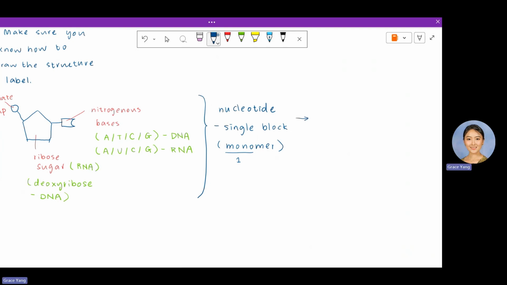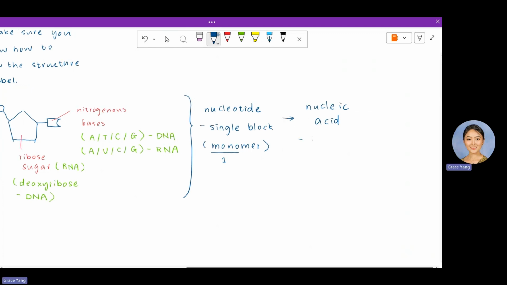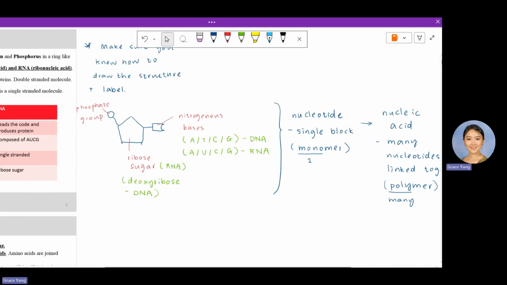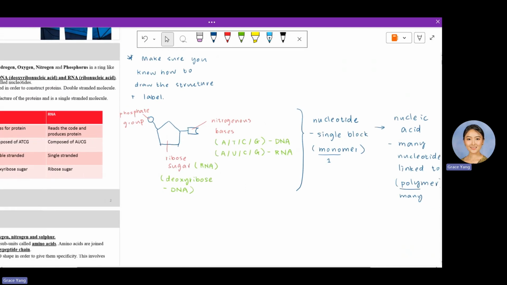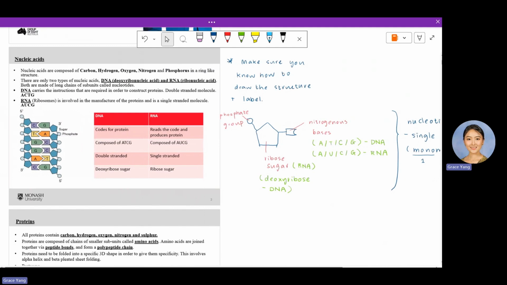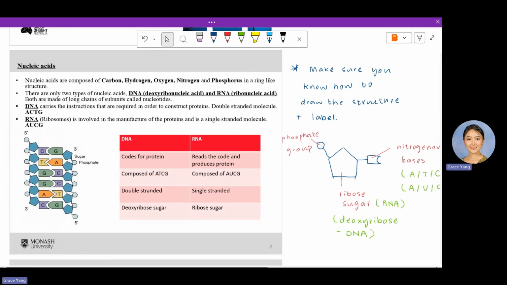When multiple nucleotides join together, then you have a chemical molecule called nucleic acid. So nucleic acid is many nucleotides linked together. Here we are talking about polymers, and poly means many. Please make sure you are able to distinguish between a nucleotide and a nucleic acid. And you should be able to recognize that both DNA and RNA are types of nucleic acid.